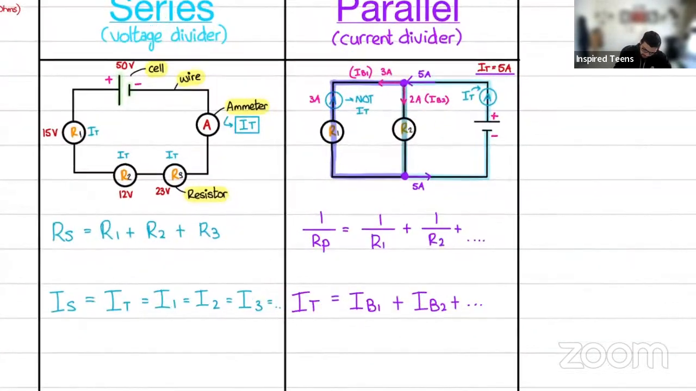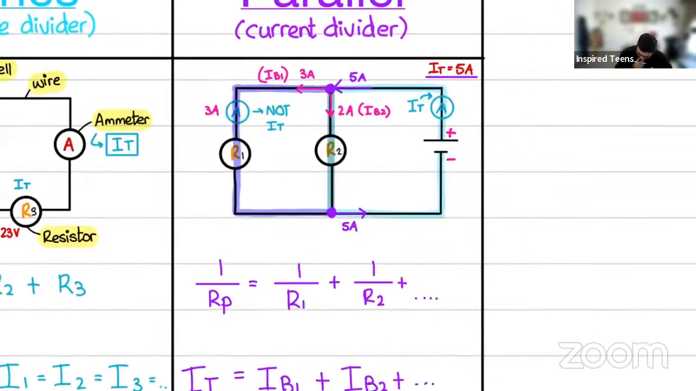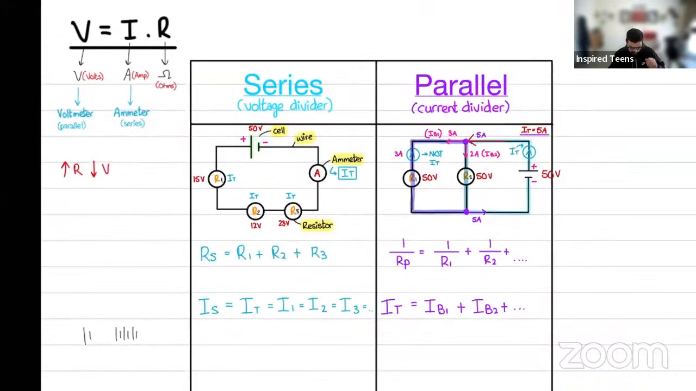However, in series, voltage may split. In parallel, voltage does not split. So let's just say the volts here are given as 50 volts, 50 volts in this battery. This guy would use 50 volts, and this guy would use 50 volts. So the volts don't split. However many volts go into the parallel circuit, both resistors would use that same amount of volts.